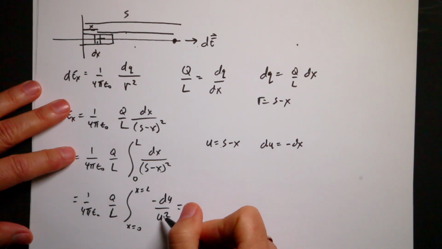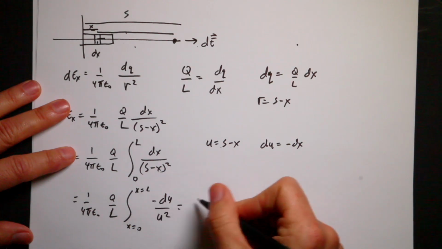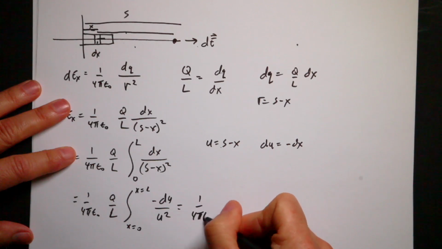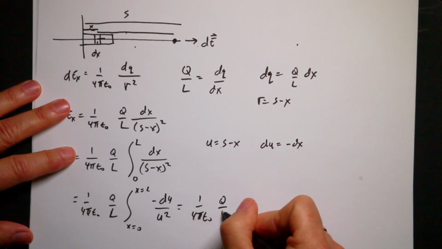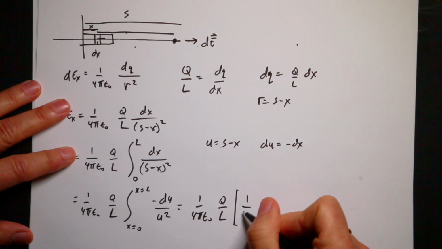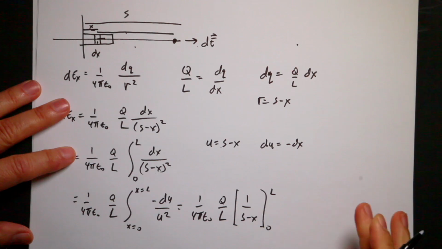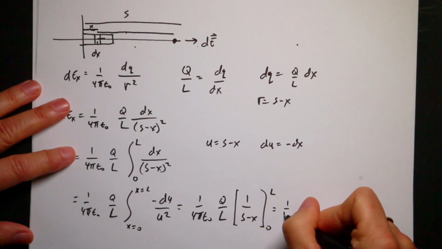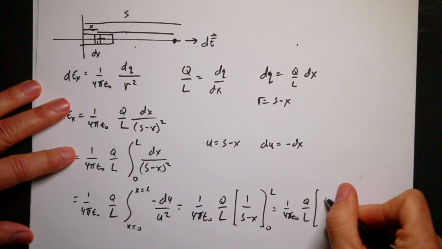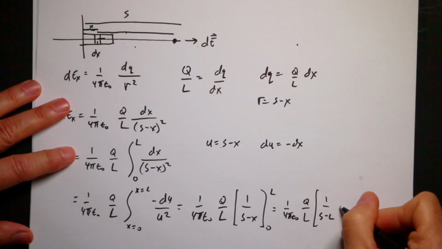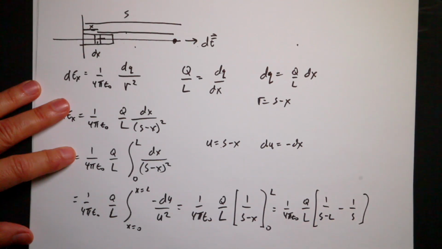So that's just going to be, using the power rule, I get negative, which is already a negative sign there. So I get 1 over 4 pi epsilon naught, I get 1 over u, but I'm going to put my u back in there. Q over L, 1 over s minus x from 0 to L. And this is going to be equal to 1 over 4 pi epsilon naught q over L. And then I'm going to get 1 over s minus L minus 1 over s, right, because when I put in 0, I get just s.